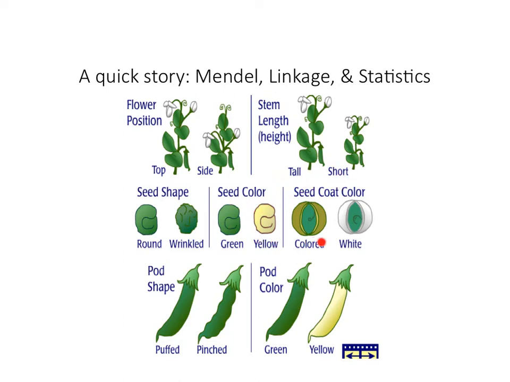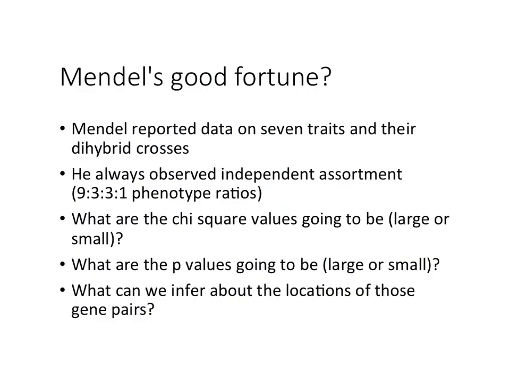Seed coat color and seed color, seed coat color and pod color. So he'd pick any 2 traits. And when he crossed those 2 traits, he always saw that 9:3:3:1 ratio that suggested that those genes were on separate chromosomes. But Mendel was almost too good. He worked on these 7 different traits and pairwise combinations of them. Every time, as far as we know, he saw that 9:3:3:1 ratio.